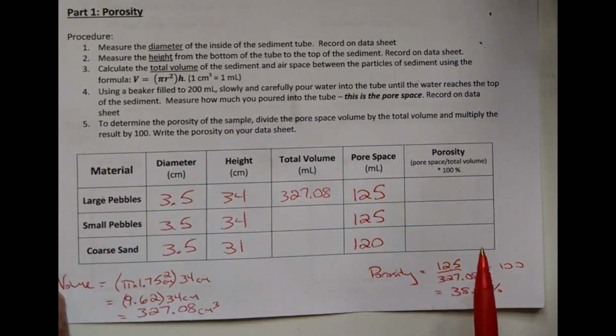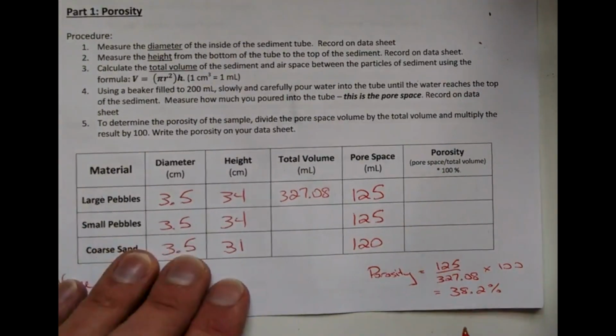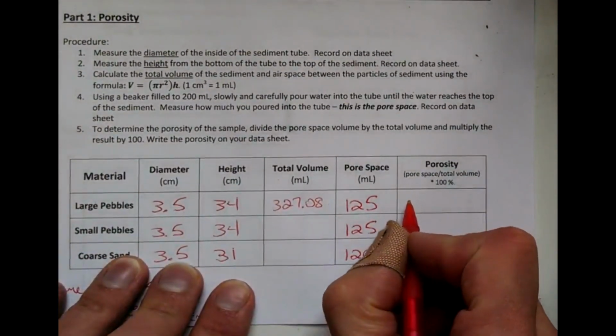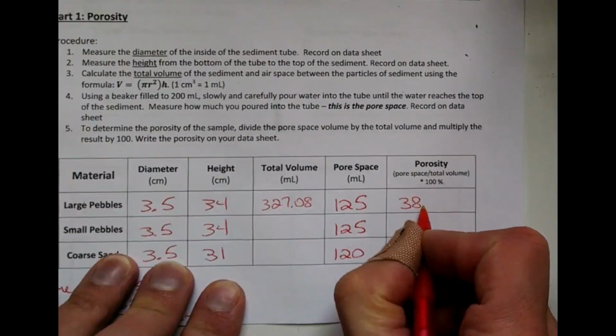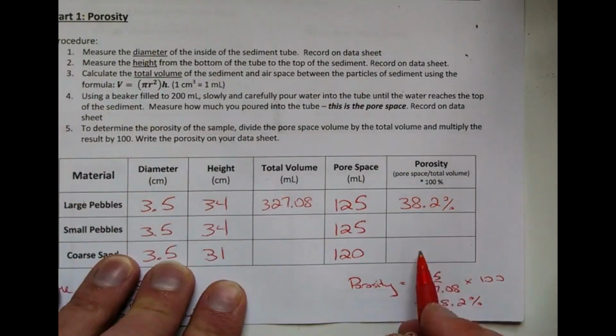Now, to calculate porosity, it's a simple calculation. It's just division. So we have the pore space, I'm doing the large pebbles here, pore space, 125, divided by the total volume, 327.08, and then you divide that and multiply by 100, and you're going to get a percentage. I'm rounding it to the tenths place, and you guys can do the exact same thing. So the percent porosity for the large pebbles is 38.2%. Okay? And you guys can do the same thing for these last two. I'll let you fill in the blanks here.